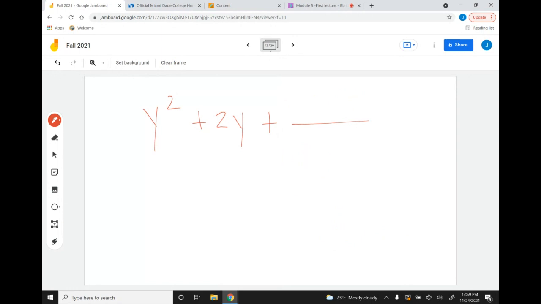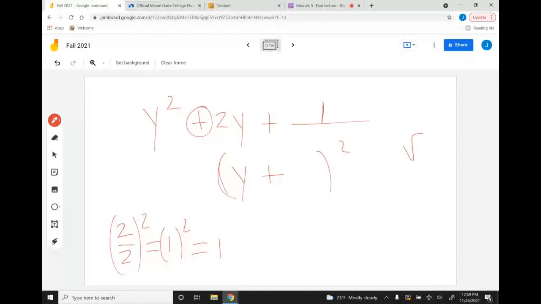Notice that I'm using y. It doesn't matter what variable I use. I just use 2 divided by 2 squared. I get 1. Then I write the parentheses, square, y, this time is a plus, so I put a plus. What is the square root of 1? 1. There, done. You see how that is? That's very easy. All right, so now I'm going to show you how to solve an equation using this technique.